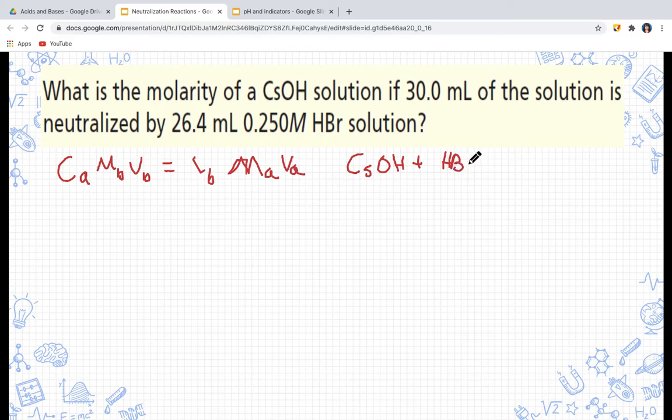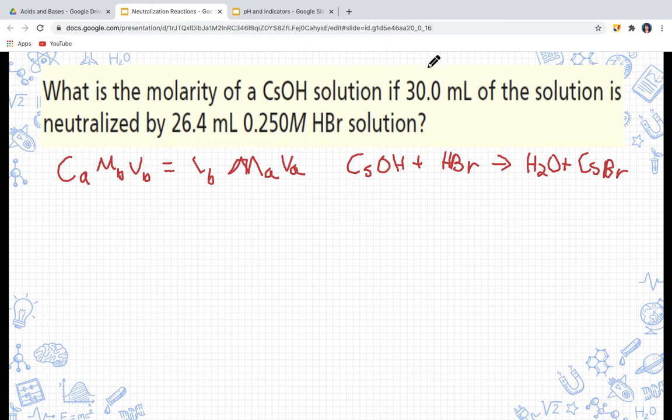So we have these two reacting. I'm going to assume it goes to completion. So we have water that forms, and then cesium bromide. Those end up forming, and it gets balanced, so our coefficients are 1, which makes things easier.